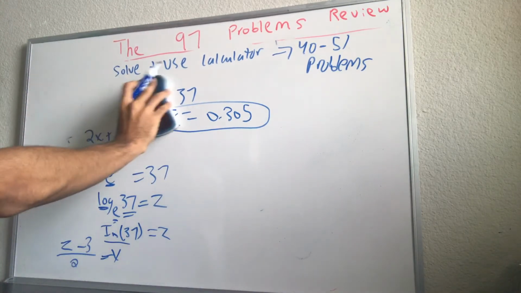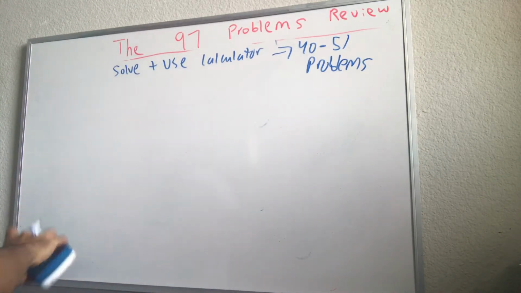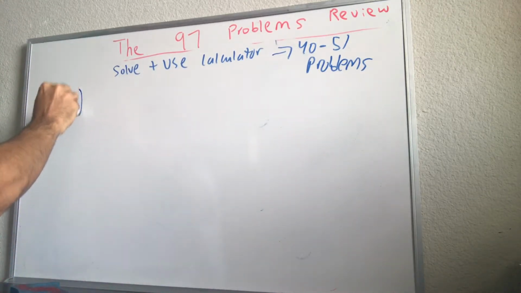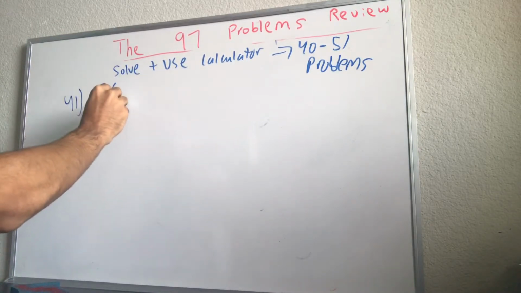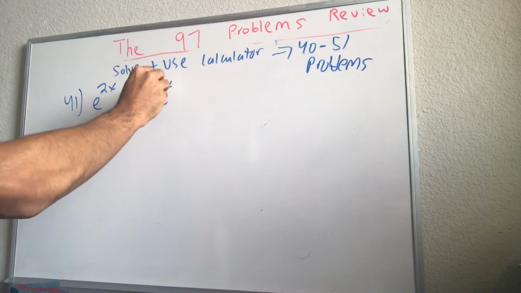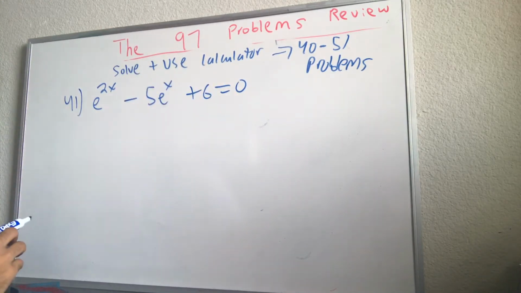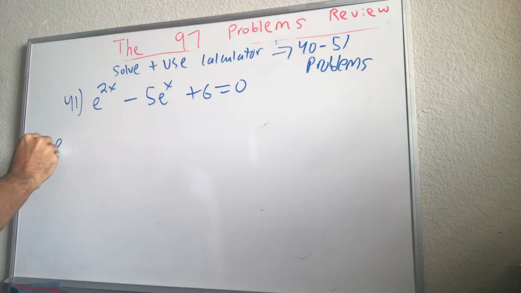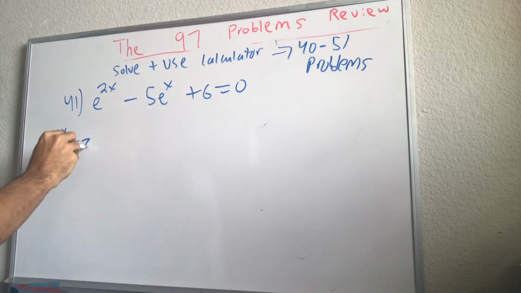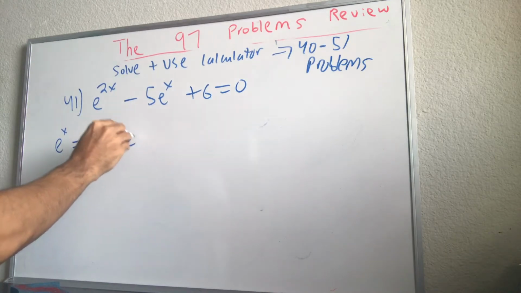So let's do 41. Question number 41 states that e to the power of 2x minus 5 times e to the power of x plus 6 is equal to 0. You may not see it at first, but we can put this into quadratic form. If you say that e to the power of x is z, then you can say that e to the power of 2x is z squared.